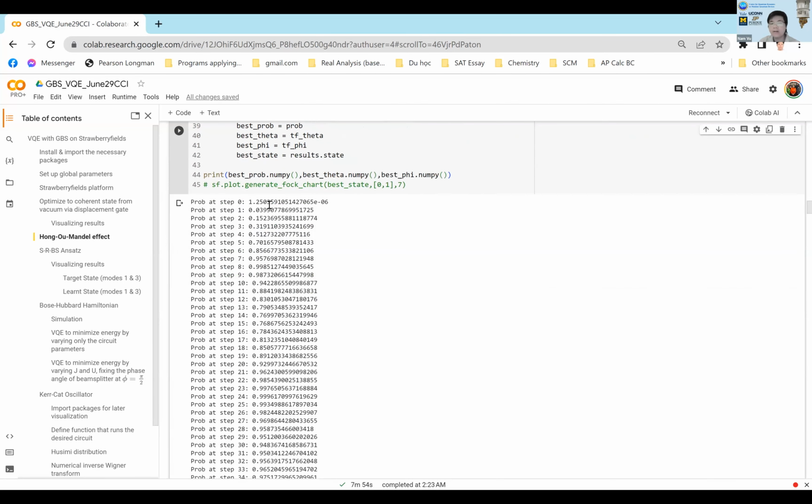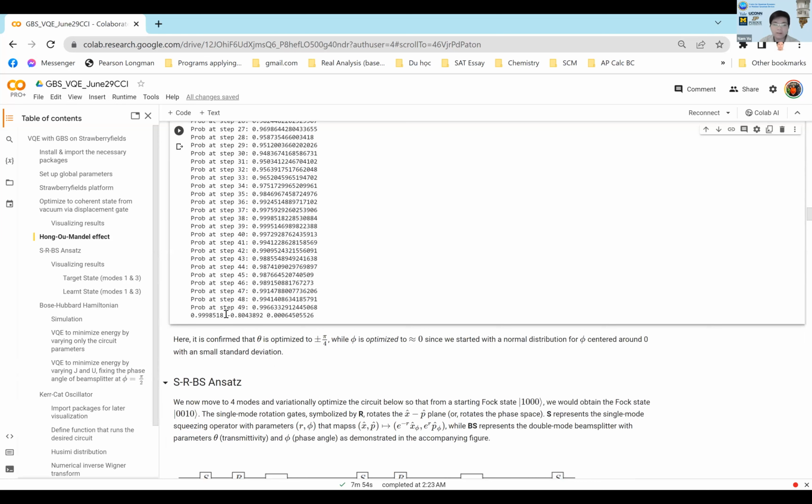As you can see here, it wasn't great at the beginning. It was very low, but after 8 steps, it reached 99.9%. So it's a good number, and indeed you can see theta is optimized to around pi over 4. It's actually negative pi over 4, but this shouldn't be very important because in the continuous variable model of the beam splitters, we're actually using cosine of theta. So the sign of theta doesn't really matter, whether it's negative or positive. Phi is optimized to around 0.